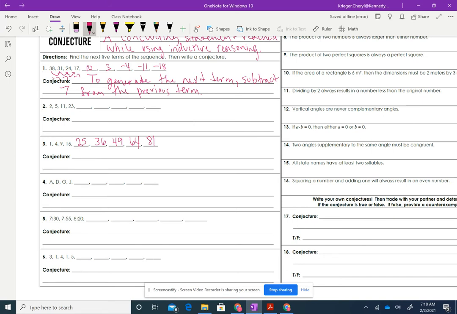Okay, so I'm going to say each term is a perfect square. To find the nth term, square n. That's what I'll do. To find the nth term, square n.